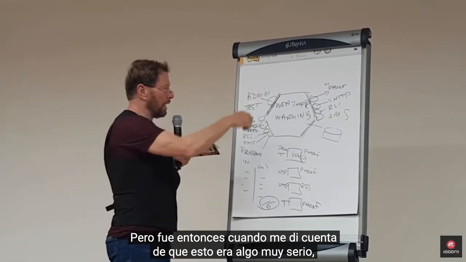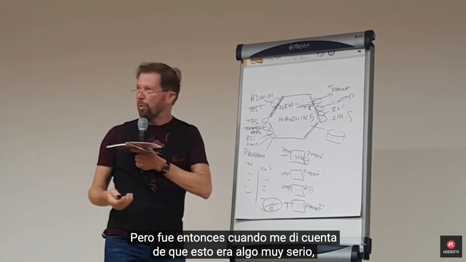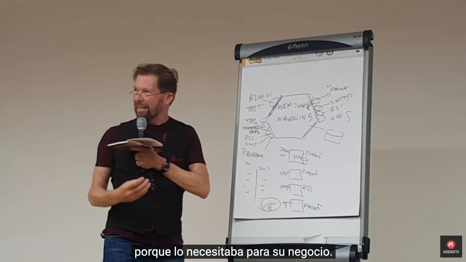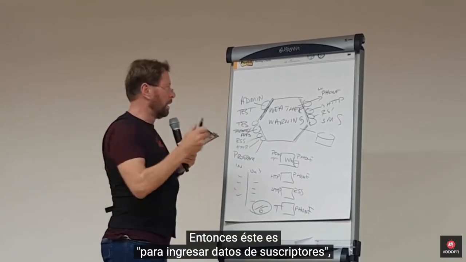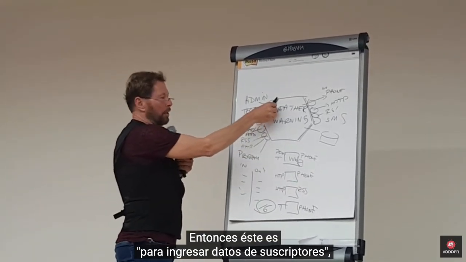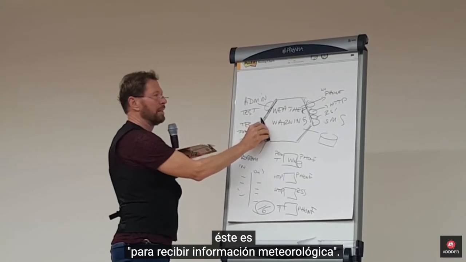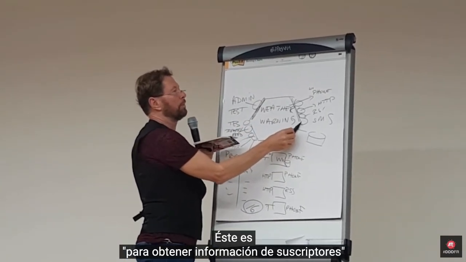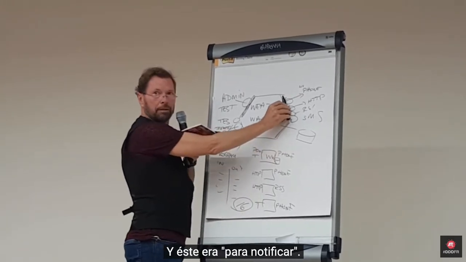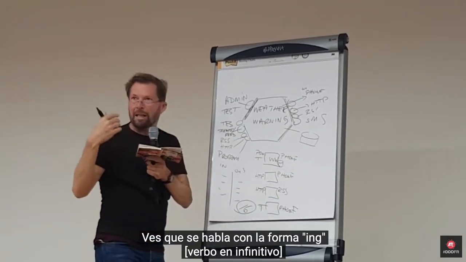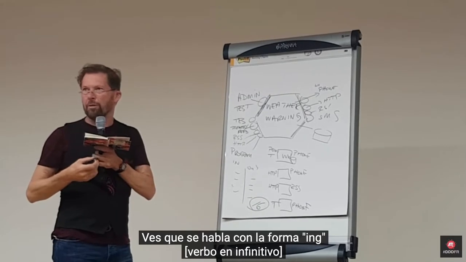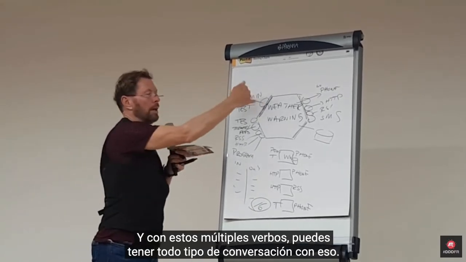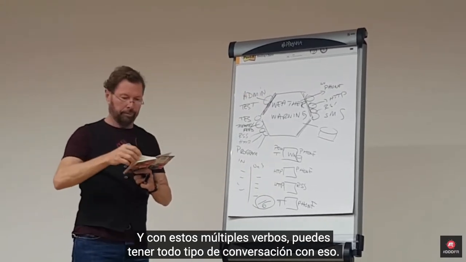But that's when I realized that this was really pretty serious stuff, because he needed it for his business. Right? So that one's for entering subscriber data, that one is for receiving weather information, that is for obtaining subscriber information, and that was for notifying. Okay? So you see, you speak it with the ing form. And there's multiple verbs. You can have all kinds of conversations with that.